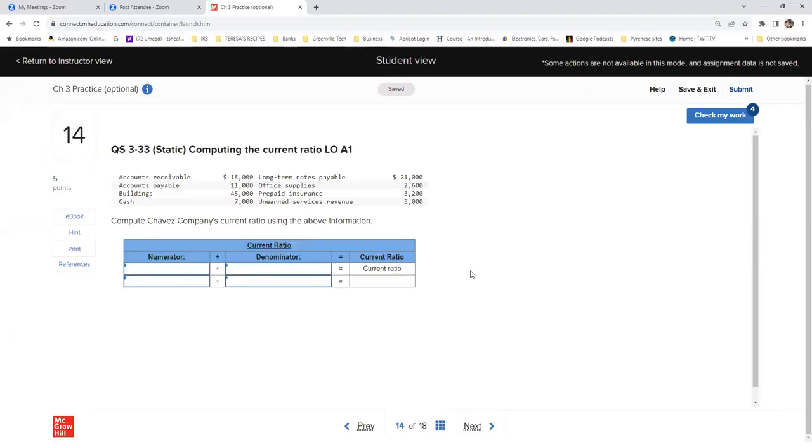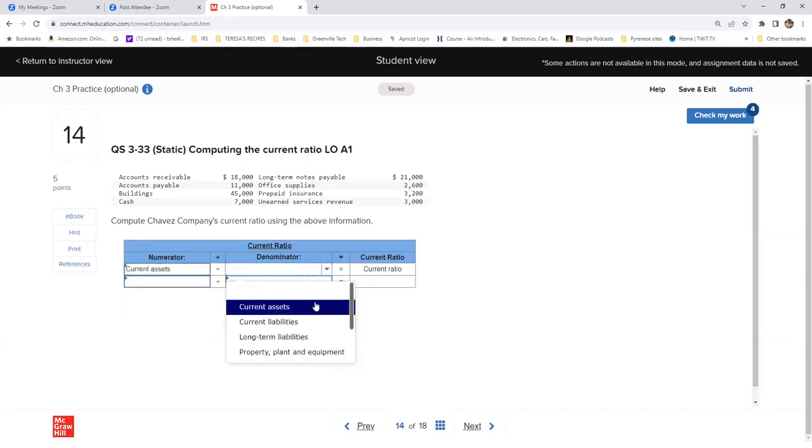All right, number 14, we got to compute the current ratio. So what's in the current ratio? Well, it's accounts receivable. And then now this is for assets first. You do assets first. All right. The current assets, I'm going to select that first, and then current liabilities.